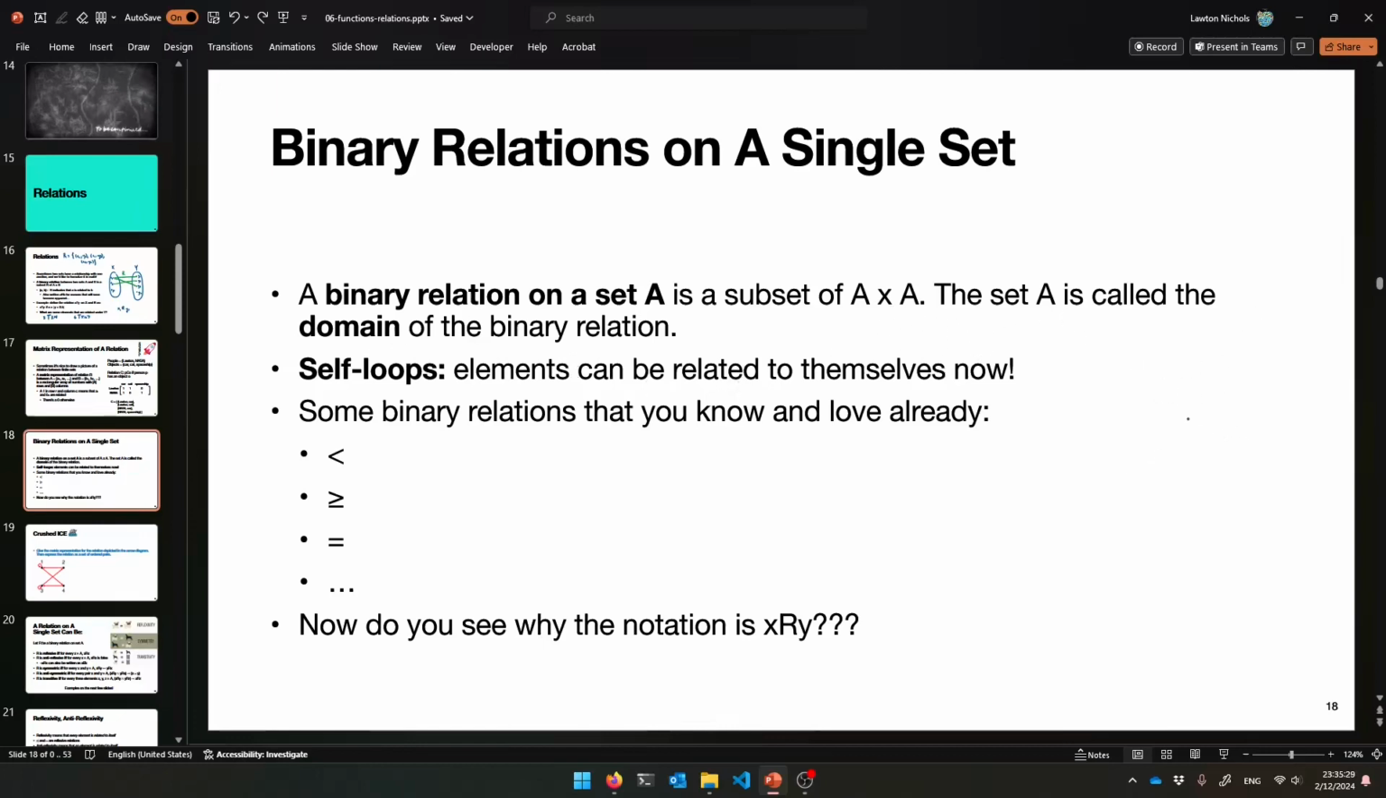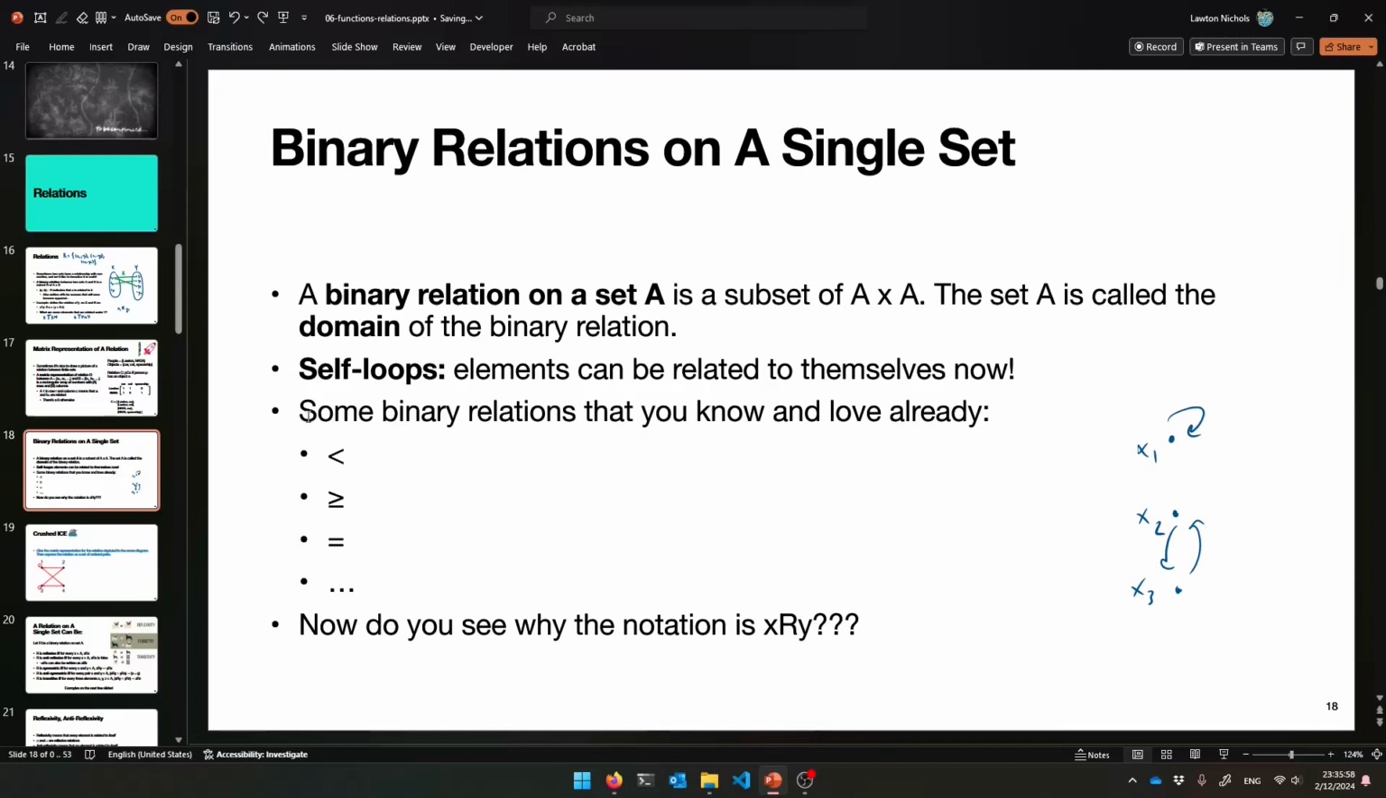Like if this is your relation on elements, like your set A had elements x1 and x2 and x3, you could relate, sure, x2 to x3 and x3 to x2, but you can also have self loops now, because x1 can be related to x1 under your relationship. You see that? That's pretty cool. So that's a self loop.